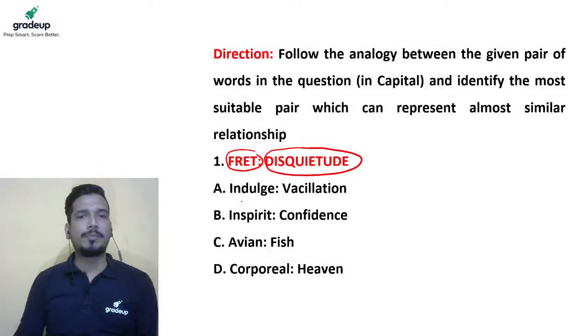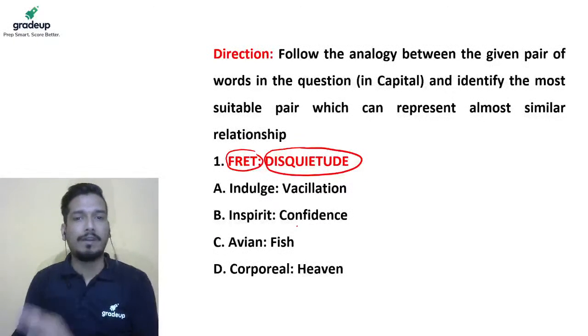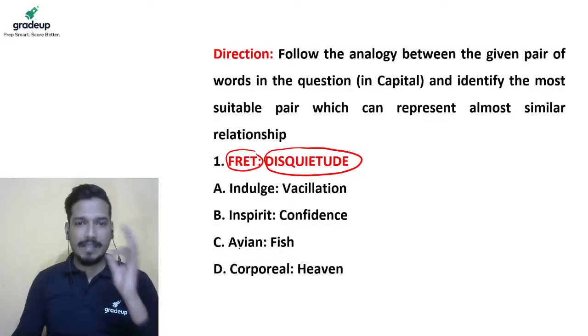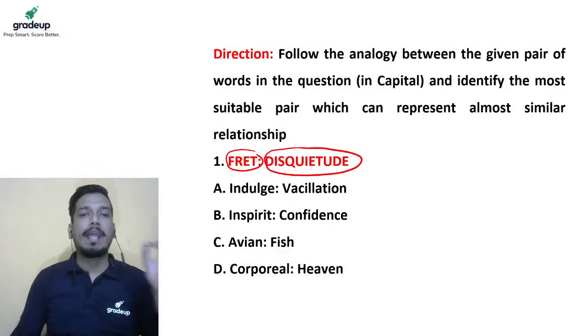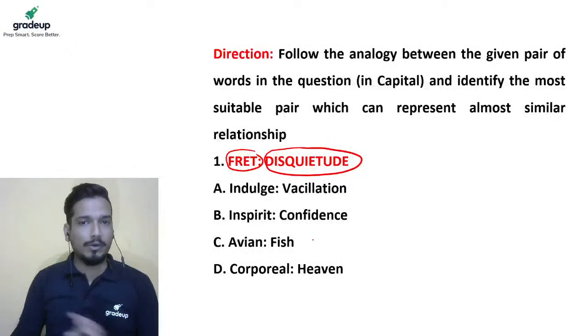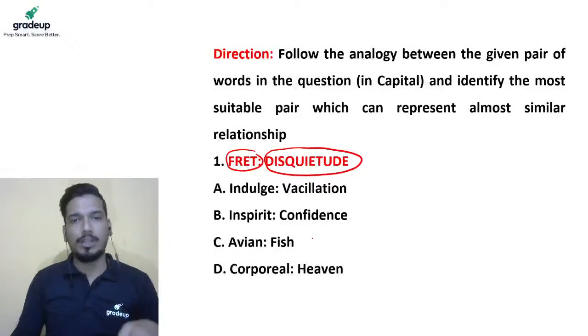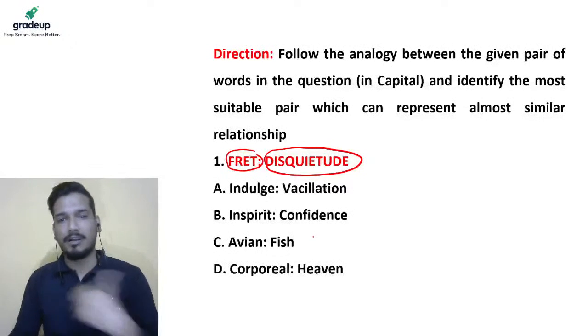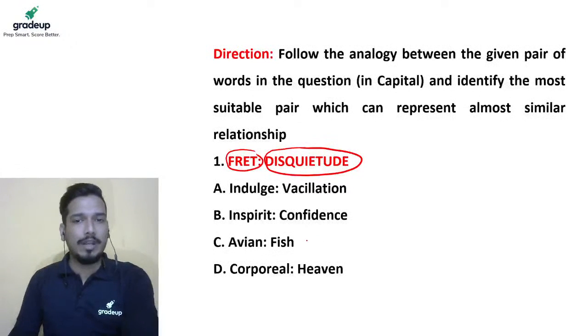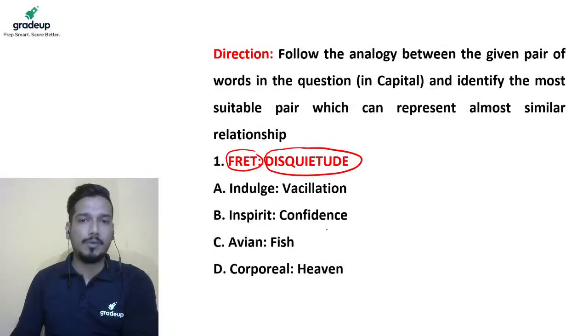The first option is indulge is to vexillation. The second option is inspirit is to confidence. The third option is avian is to fish, and the fourth option is corporeal is to heaven. I'm going to give you 1 or 2 minutes to look into the options, and then I'll start the quiz. Please go ahead and check the options out.